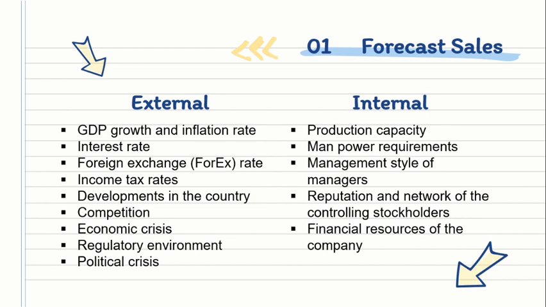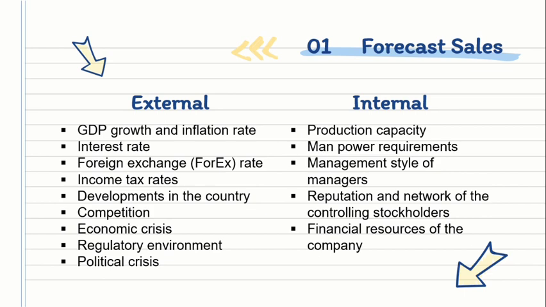So, next is internal factors. Maka-affect sa atong expected sales internally are the following. So, we have our production capacity, ang kung unsa kadaghan ang kayang i-produce sa atong assets. Then, manpower requirements. So, kani atong labor, if nabatay mga tao na mo-produce. Then, we also have management style of managers.